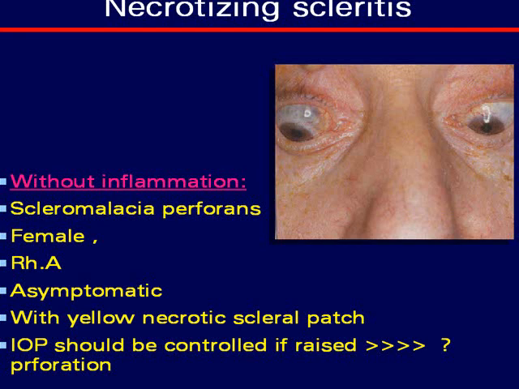You can see the bluish discoloration of the sclera above the limbus, and if there is no redness, it is called necrotizing without inflammation, it's called scleromalacia perforans. This is common in rheumatoid arthritis.